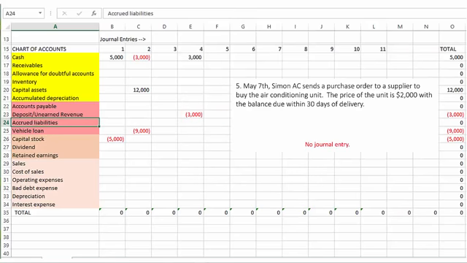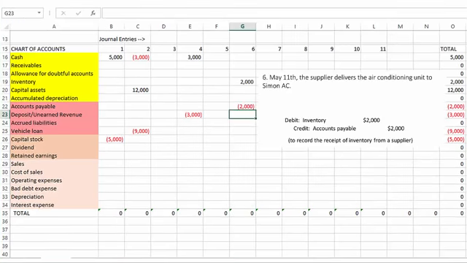Our fifth item was just a purchase order to a supplier, and we determined that no journal entry was necessary. But then we received the purchase inventory. We put a positive number in the inventory account to debit it, and we put a negative amount in the liability account to credit accounts payable.